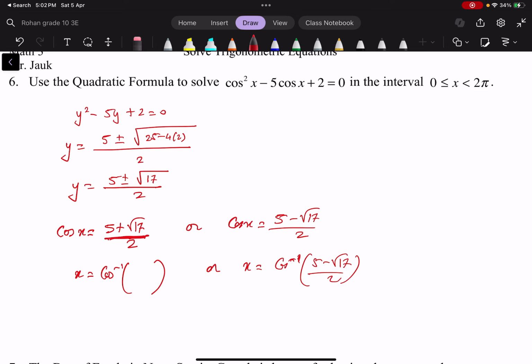1.12. So your x is equal to what? 1.12 plus 2 pi n, because they want a general solution. But it's in an interval, from 0 to 2 pi. So then we don't have to write this, just 1.12. That's it. And one more will come in.